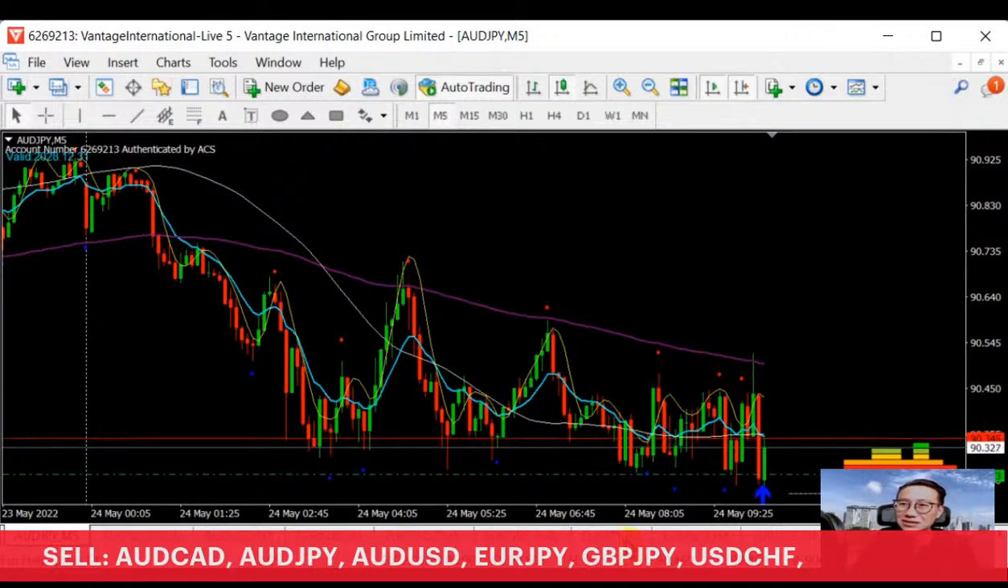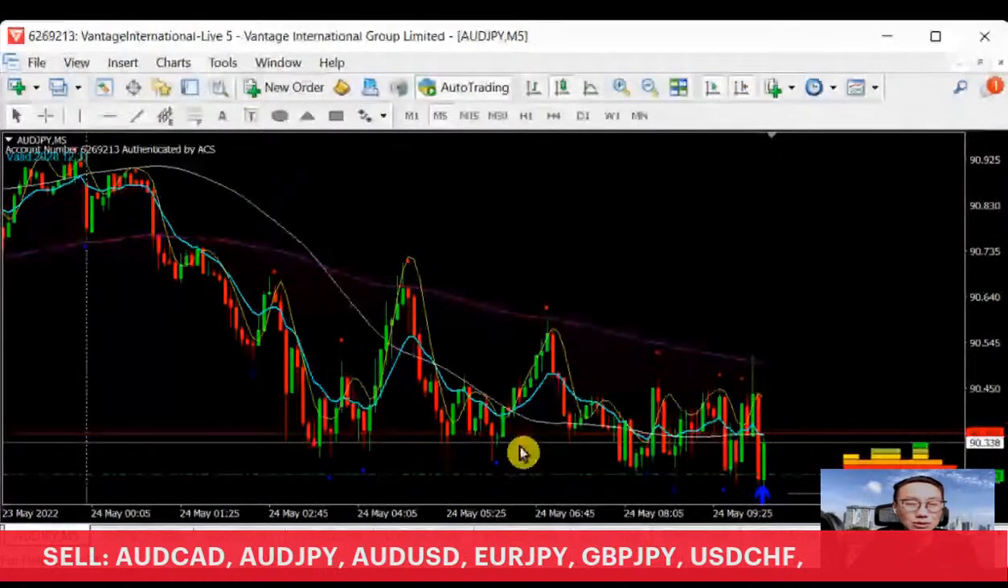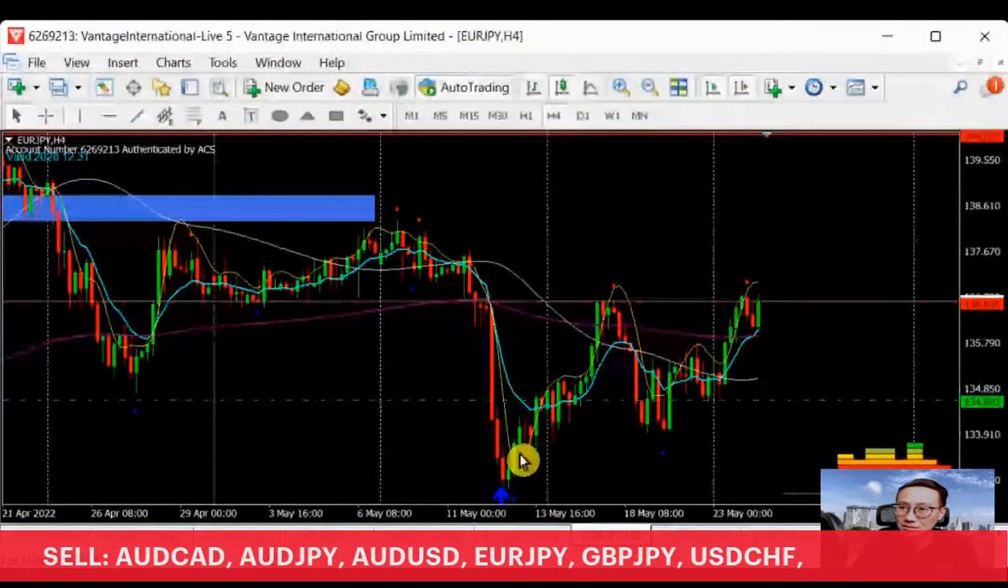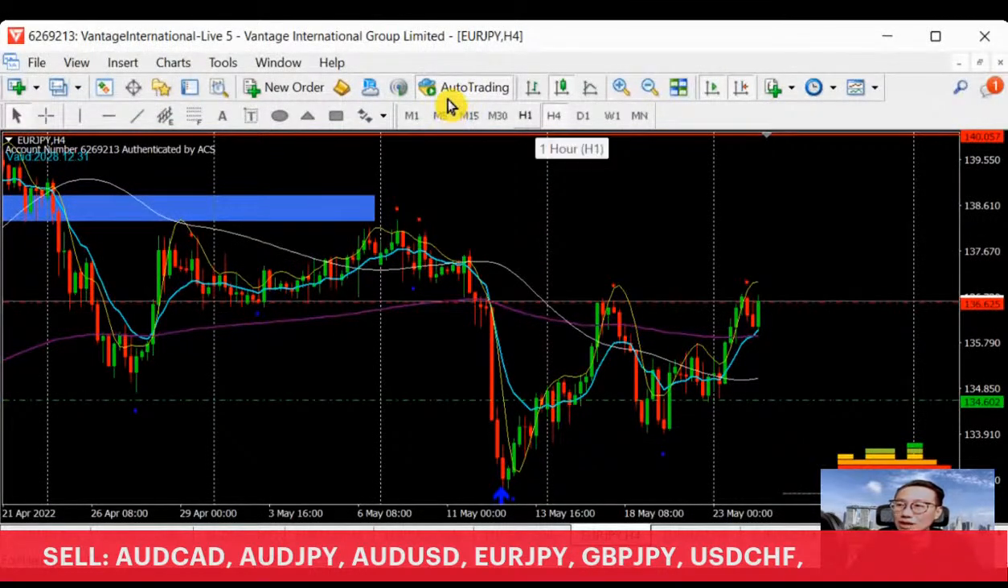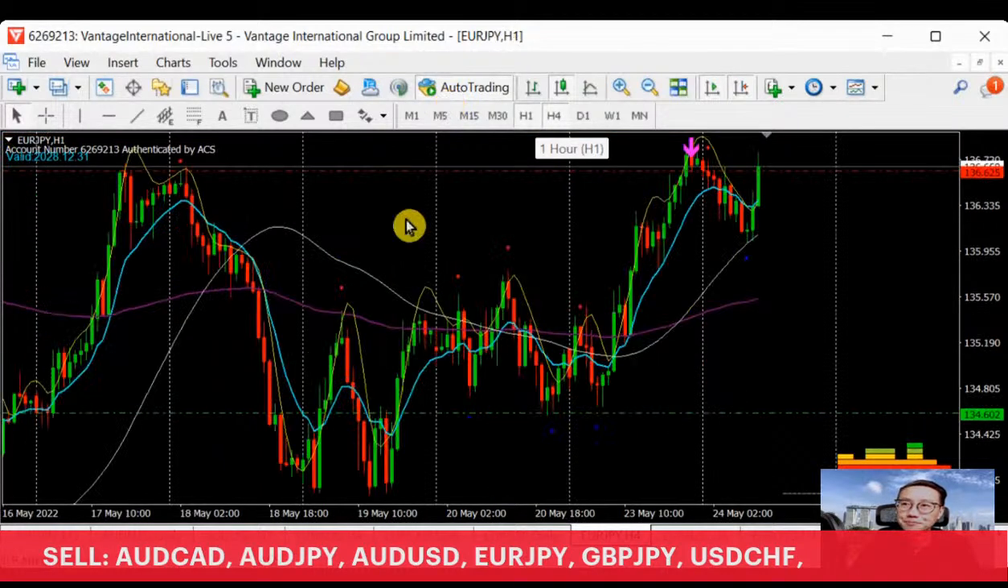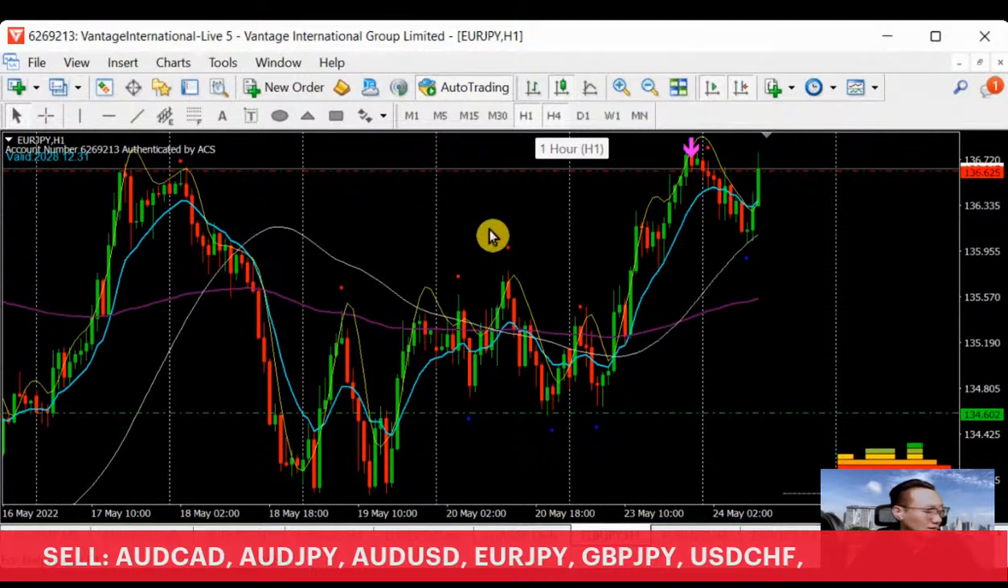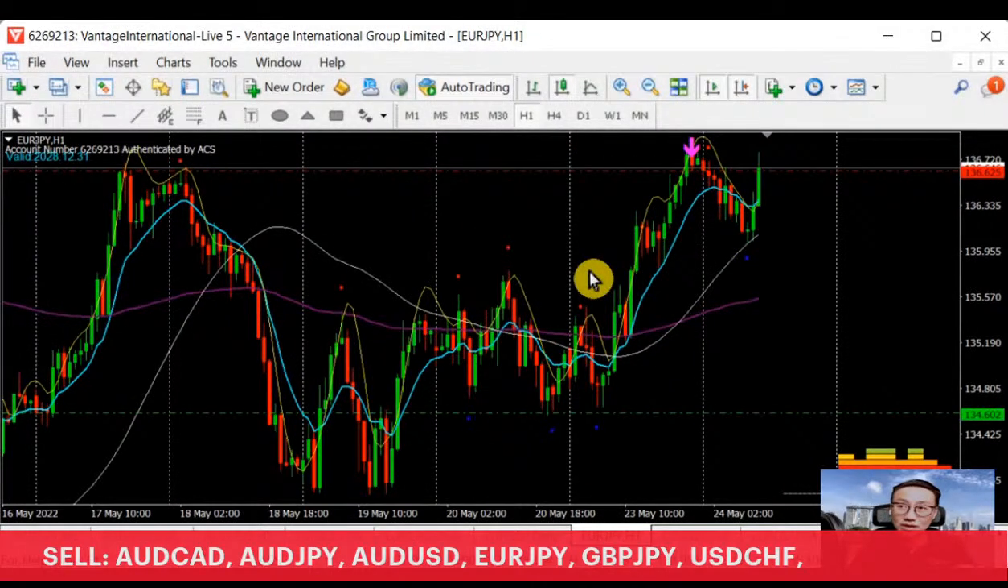So let's turn our thoughts into a way that follows what the market is showing us. Then we will act accordingly to the market. Euro yen, like I said, is still retesting. So let's hang on and let it retest first to see what will happen.